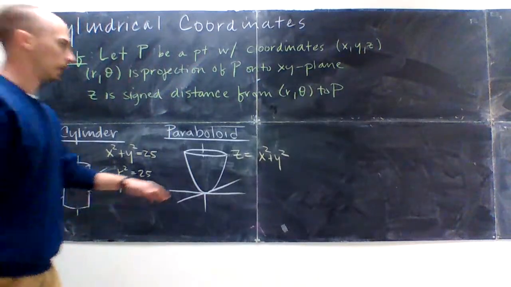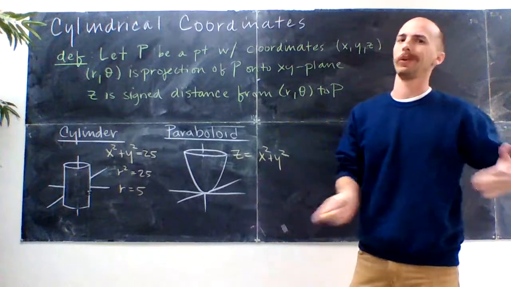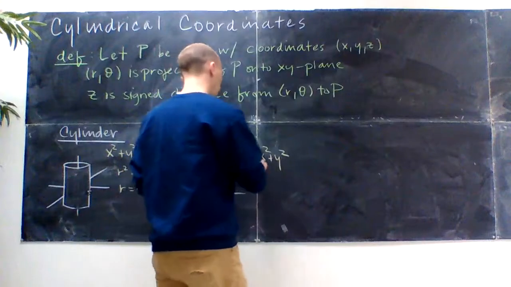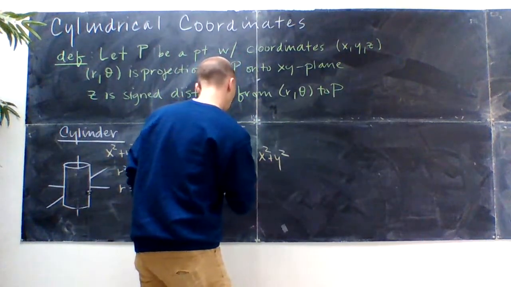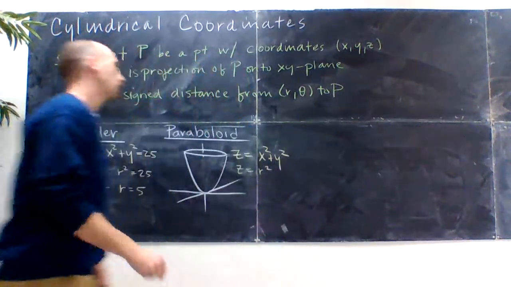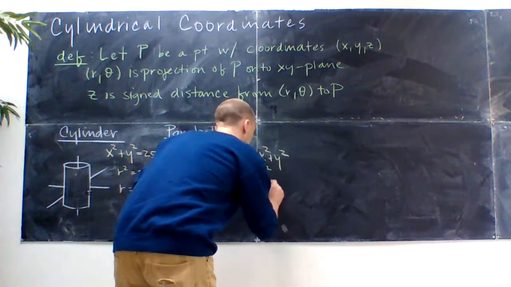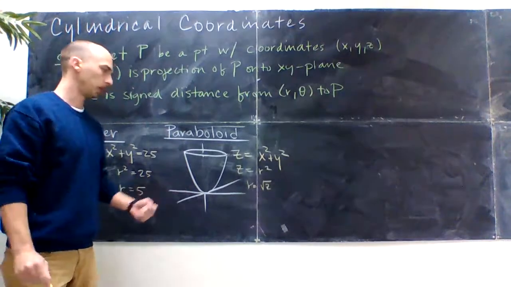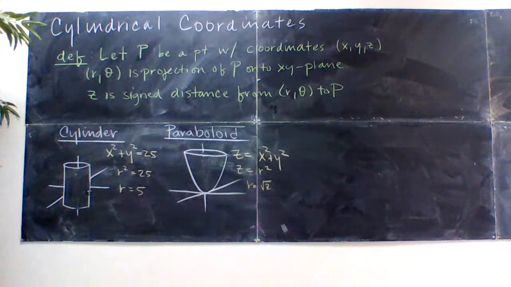Which means that this is r squared, and this is going to be z. Z is still a cylindrical coordinate, so it's not like I have to get rid of my z's. I just need to get rid of my x's and y's and turn them into r's and thetas. Well, x squared plus y squared is r squared. And so I'll say that this one is r equals the positive square root of z, which does make sense because I'm only thinking about positive numbers and positive z's. All right, so that's a paraboloid. Next, I want to talk to you about a cone.